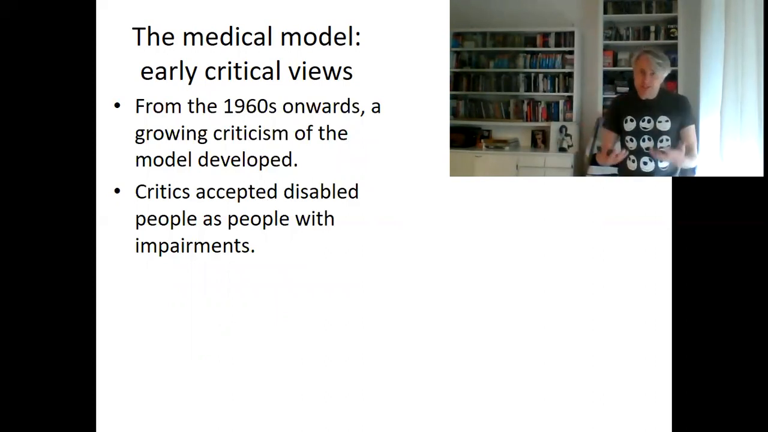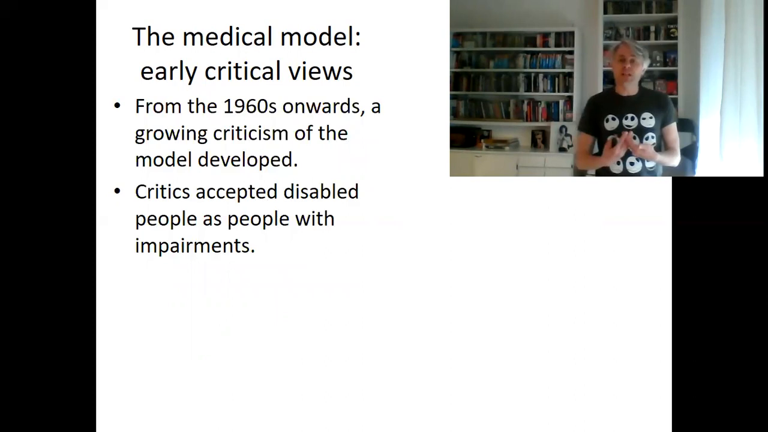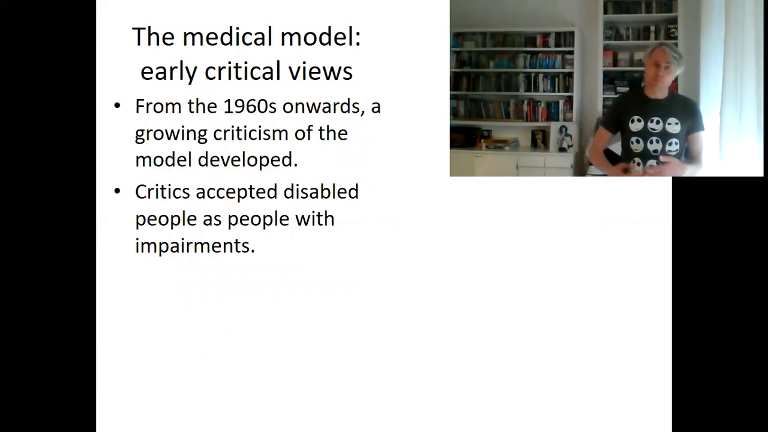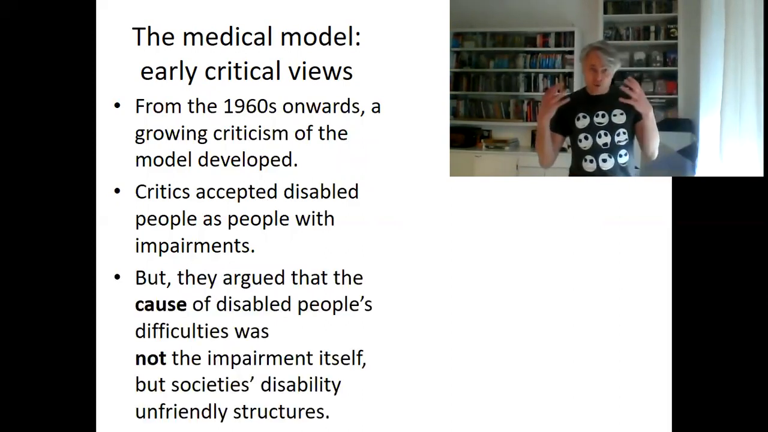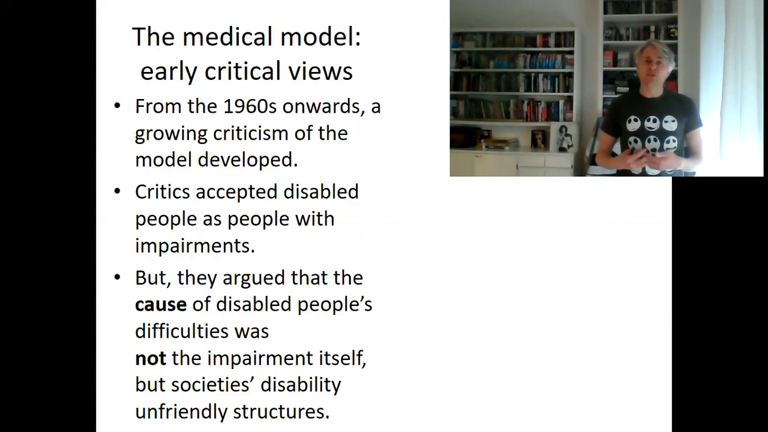So critics, disabled people themselves, noted they have impairments. A disabled person has an impairment. There is something in the body which is organically different. That bit was okay. But critics, again, many of whom were disabled, argued that the cause of disabled people's difficulties was not the impairment itself, but rather society's disability-unfriendly structures.